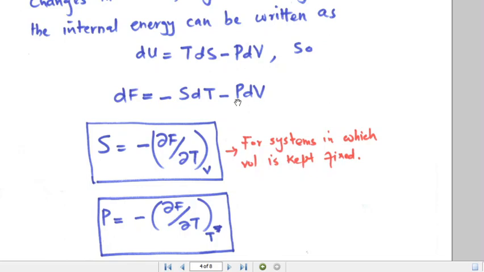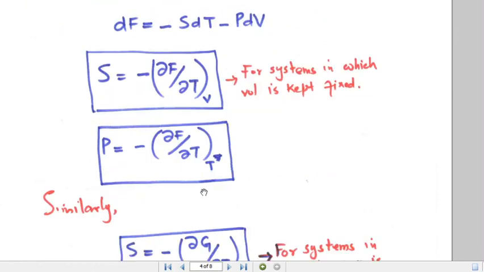And similarly, you can find out the pressure of the system at constant temperature, which will be equal to minus partial F by partial t at constant T. There is a mistake. So pressure is equal to minus partial F by partial V. So there should be V at constant T. So please make this correction.